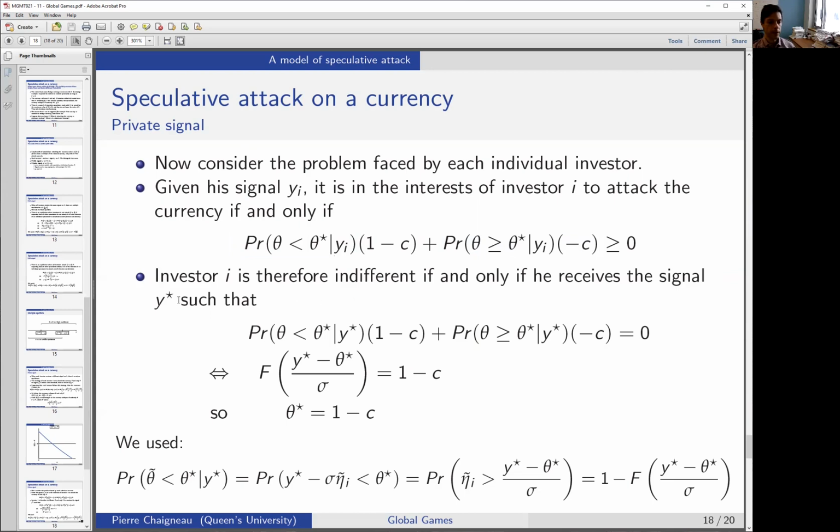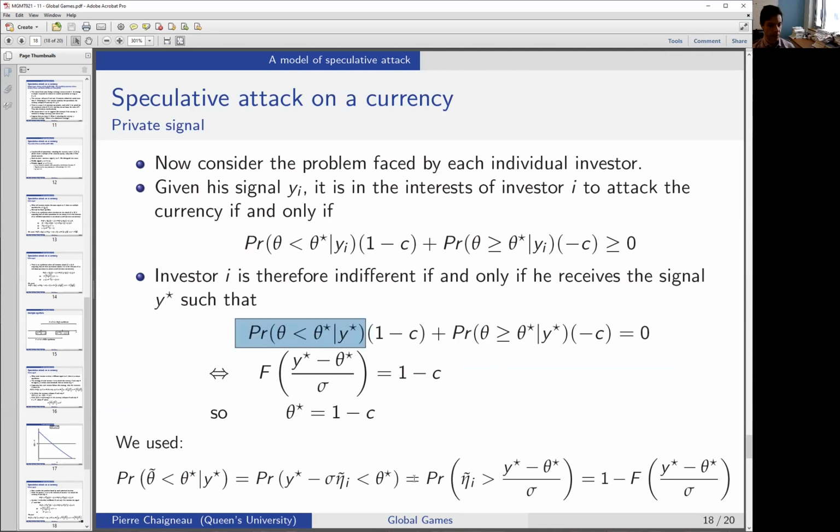So what is the threshold y star such that the investor will be indifferent between attacking and not attacking? So y star will be the value of yi such that this expression here is equal to 0, such that I'm indifferent between attacking and not attacking. So I just rewrite this expression with yi equal to y star. And by definition of y star, the expected payoff I get when I attack will be equal to the payoff I get when I do not attack, which is 0. So I get this expression that defines y star. Again, I have this probability.